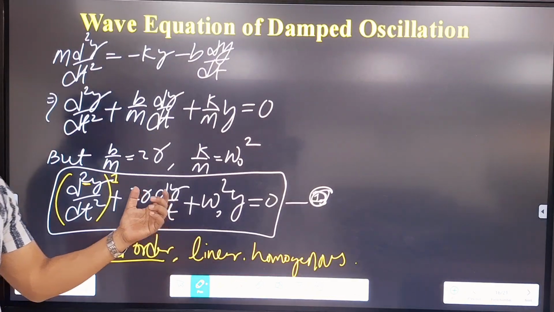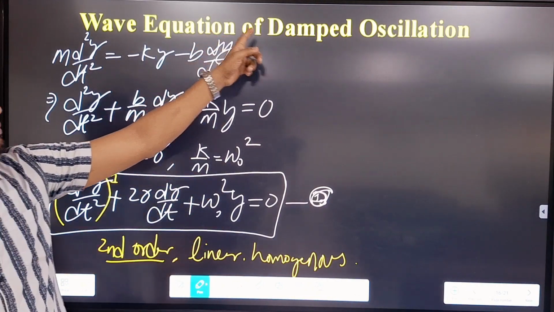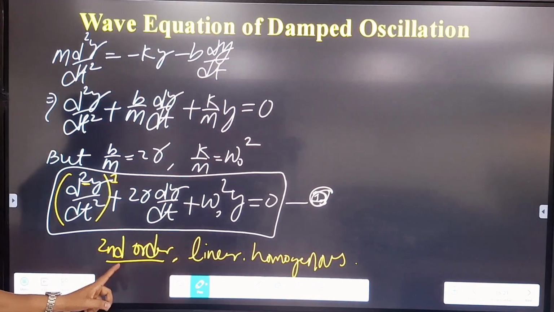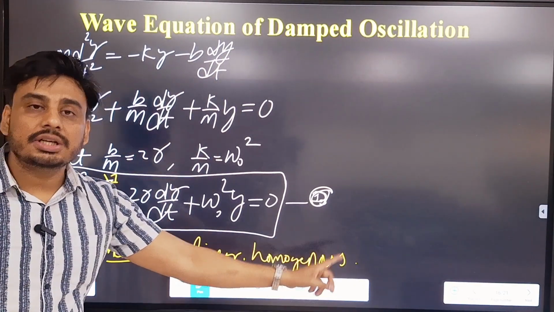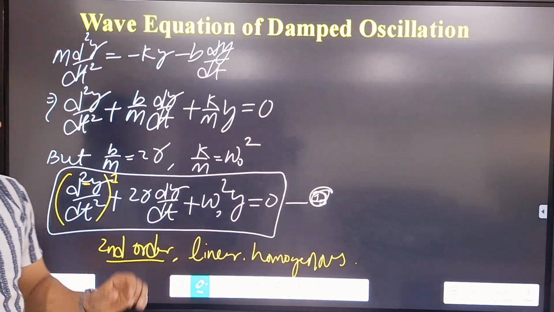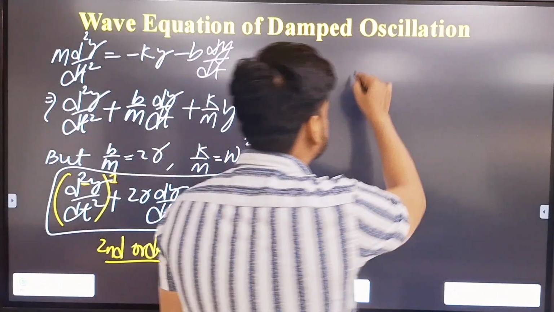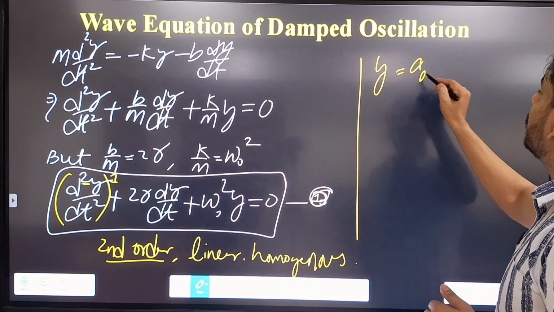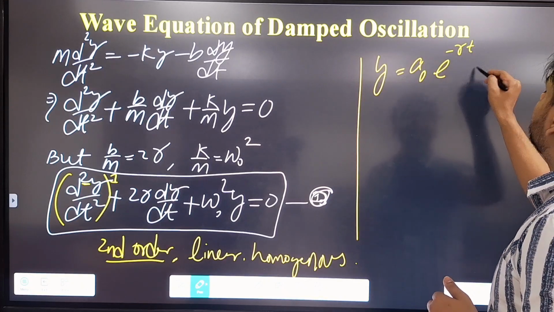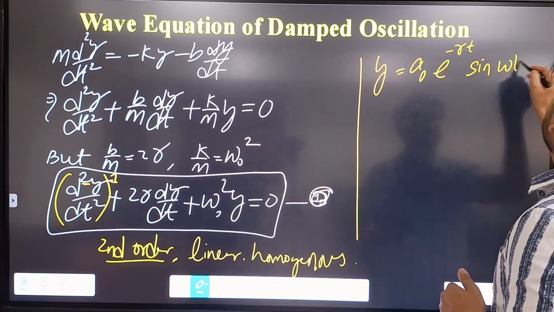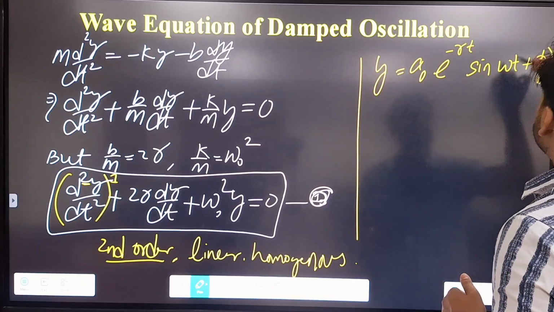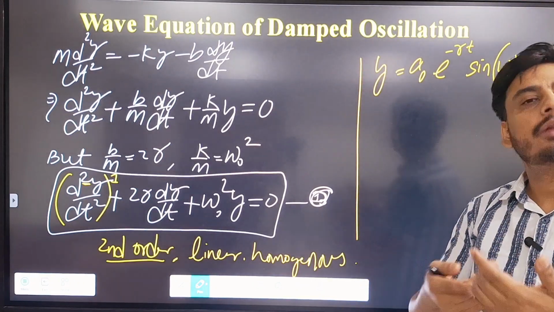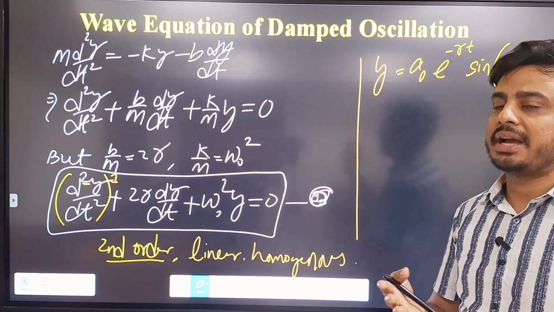So this equation, which represents the wave equation or the differential equation of damped oscillation, is a second order linear homogeneous differential equation. If equations are like this, then their generalized solutions are in the form of y equal to a naught e to the power minus rt sine omega t plus or minus phi, or here also you can write cos, because harmonic functions can be represented in terms of trigonometry like sine or cos.